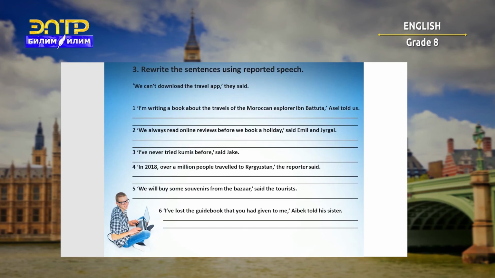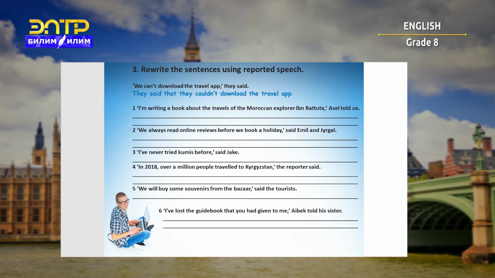Now, on the screen, you can see sentences with direct speech. Your task is to rewrite the sentences using reported speech. Let's do the first sentence together. We can't download the travel app, they said. Let's use reported speech and say what they said. They said that they couldn't download the travel app.